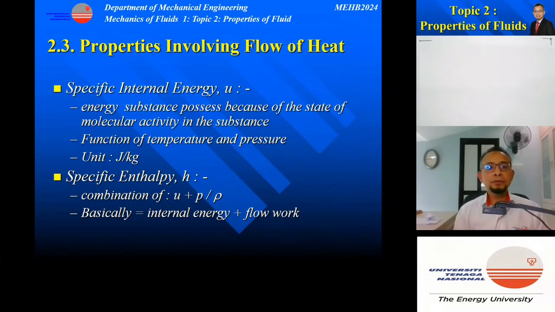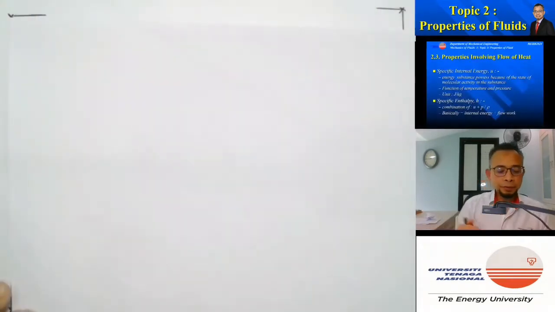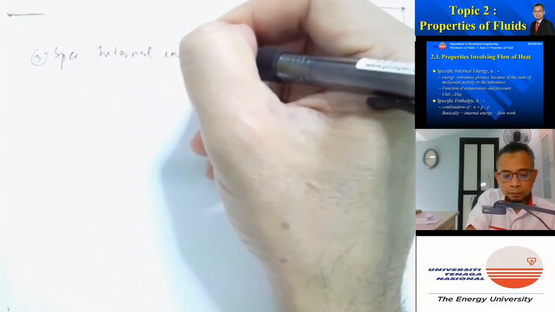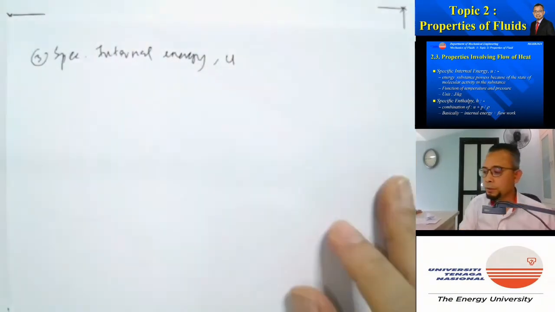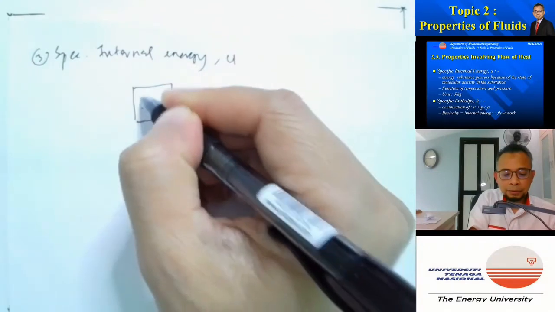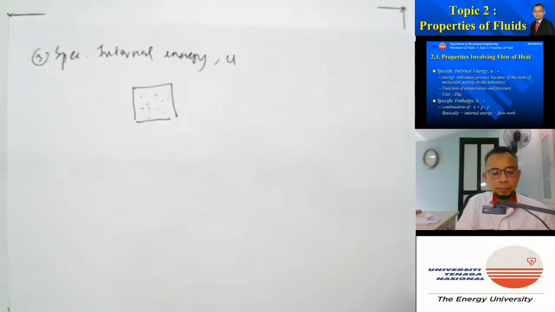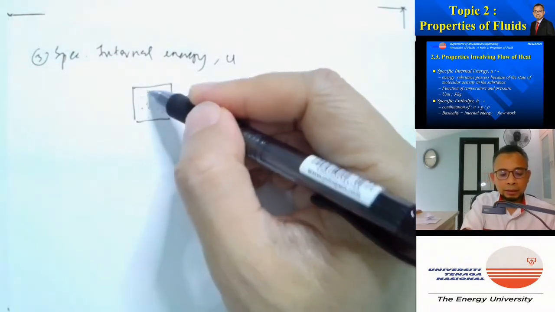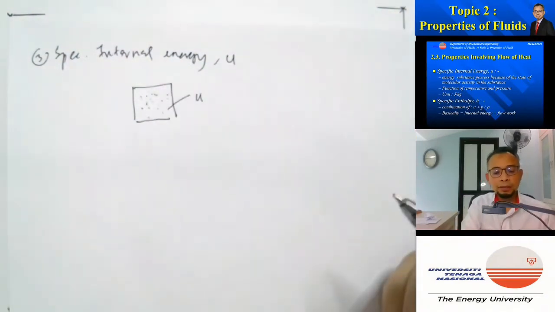The next property involving flow of heat that we're going to look at is specific internal energy, U, and then the last one is enthalpy. Normally we use the symbol U for specific internal energy. This is the energy that a substance possesses because of the state of the molecular activity of the substance. If we have a substance with molecules inside it, it will have internal energy, and the amount depends on how active the molecules are inside the substance.